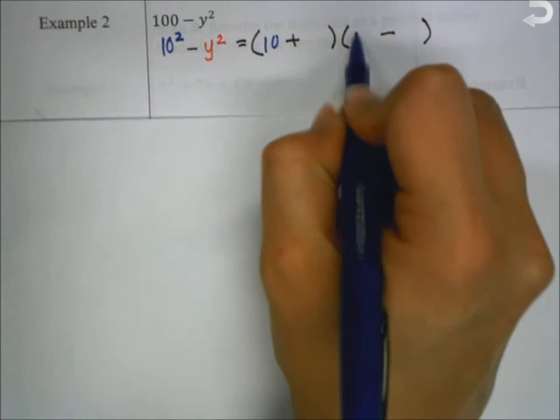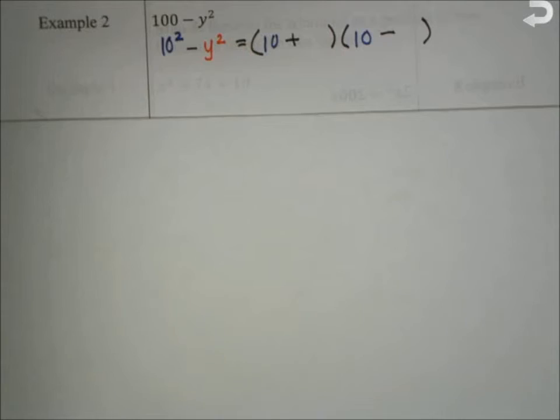So is that basically what we're doing? That's what we're doing. The cool thing about difference of 2 squares is it's a rule, and we apply the rule.